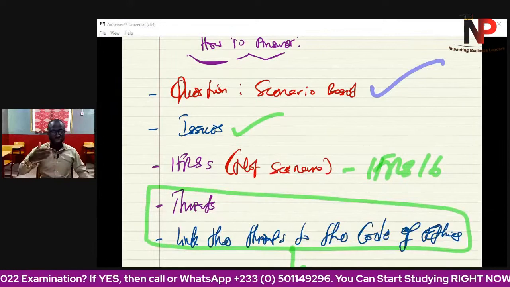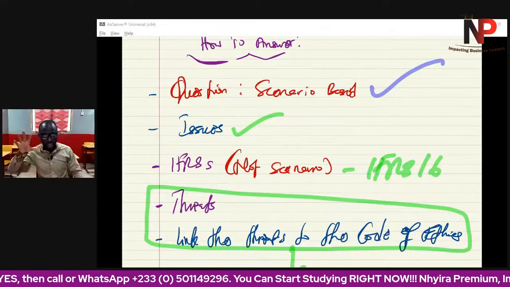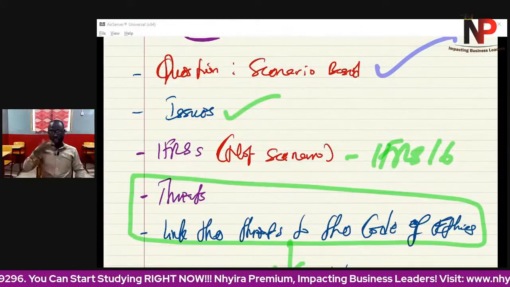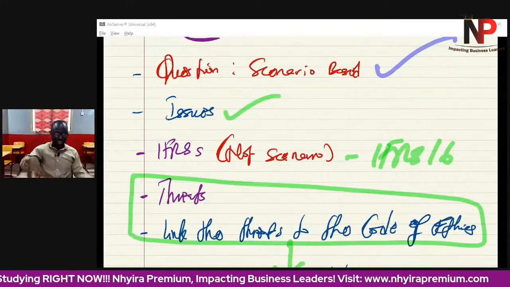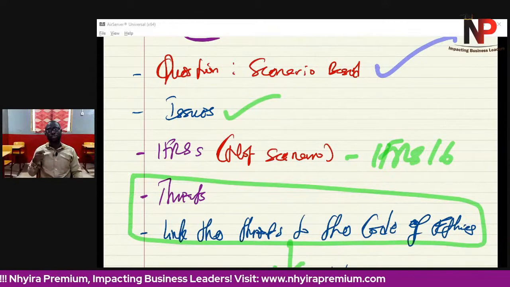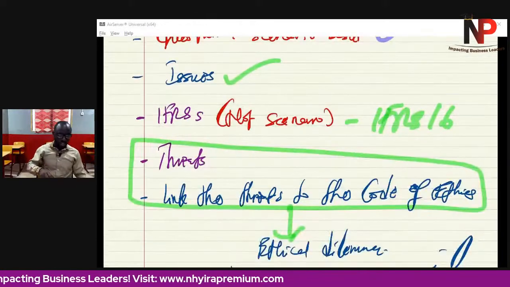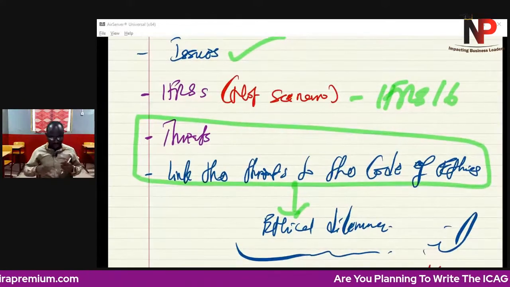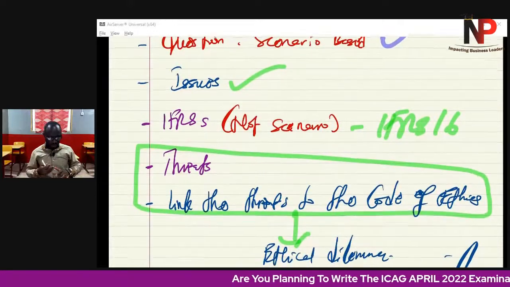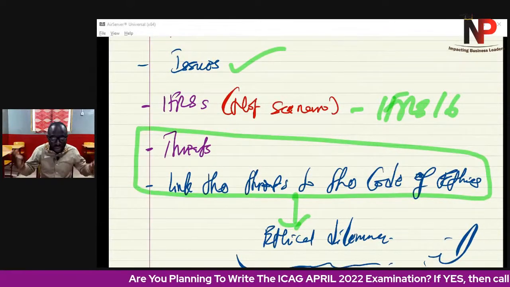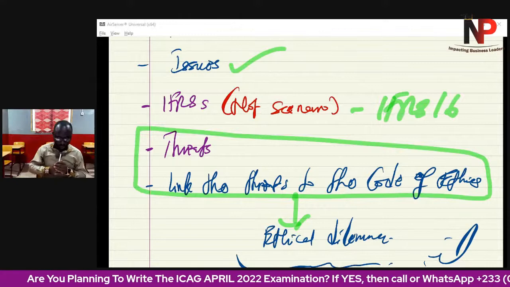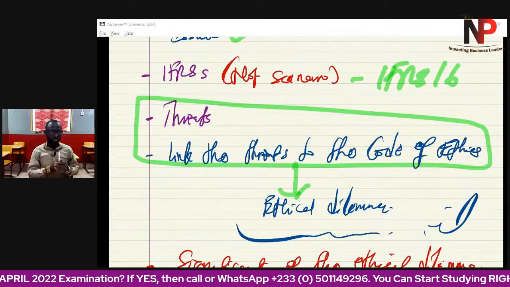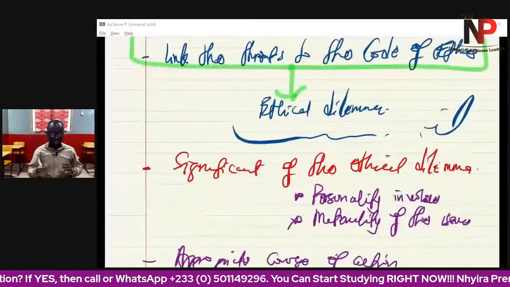Okay, so what are we saying? We are saying that our ethics questions are going to be scenario-based questions, all right? Since they are going to be based on scenarios, number one, we need to understand the issue that is presented to us in the question. Number two, we need to understand whether there are certain IFRS issues that we have to deal with. Number three will be the threats that a person is exposed to in the question. Then certainly number four, we link our threats to the code of ethics in that particular case. And that is what we refer to as the ethical dilemma.